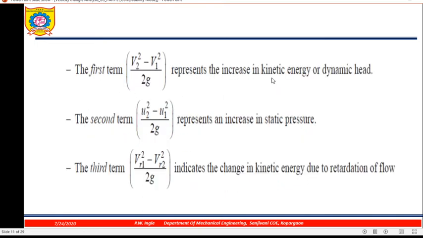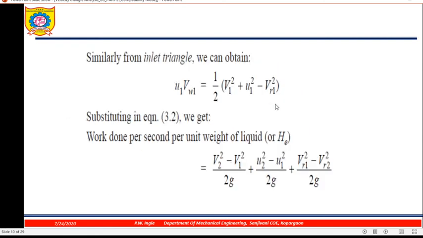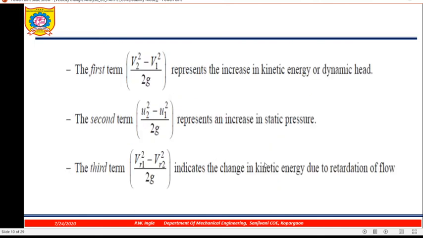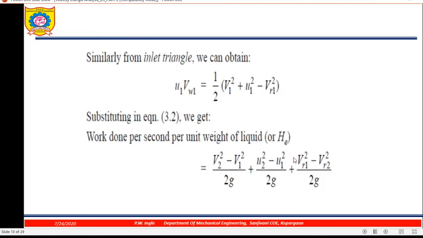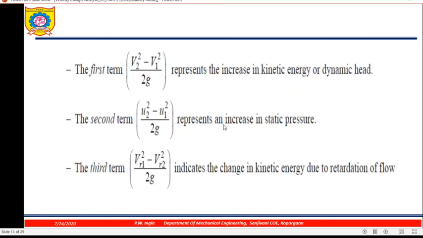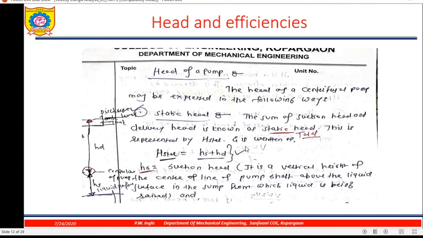The first term, V2 square minus V1 square by 2g, is known as increase in kinetic energy or dynamic head. The second term, U2 square minus U1 square by 2g, represents increase in static pressure. And the last one, Vr1 square minus Vr2 square by 2g, is the change in kinetic energy due to retardation of flow. This is the change of energy taking place in the centrifugal pump.